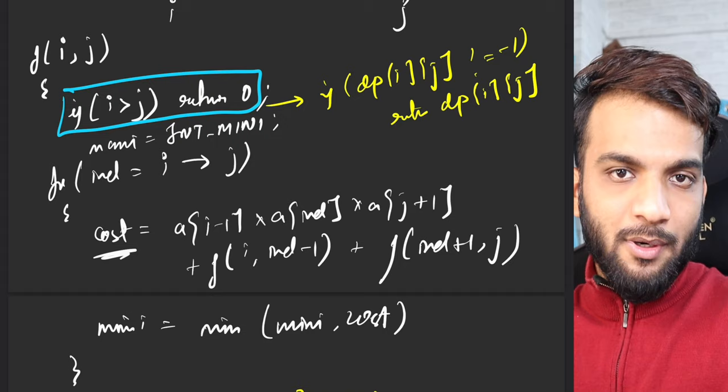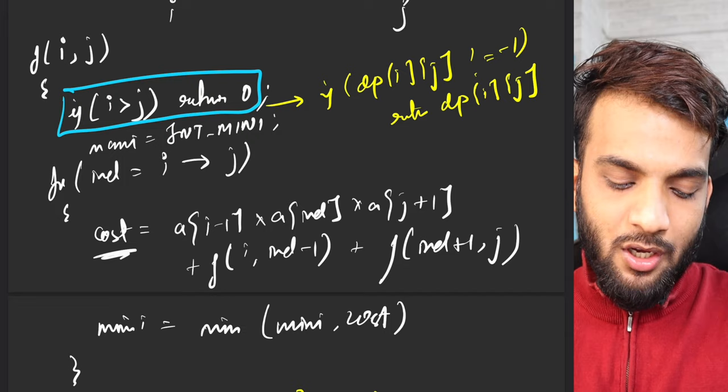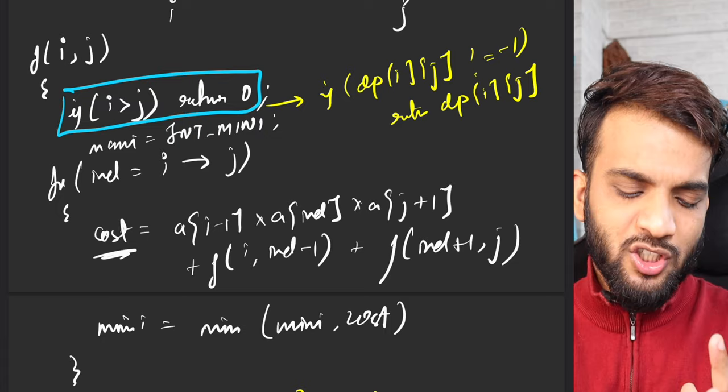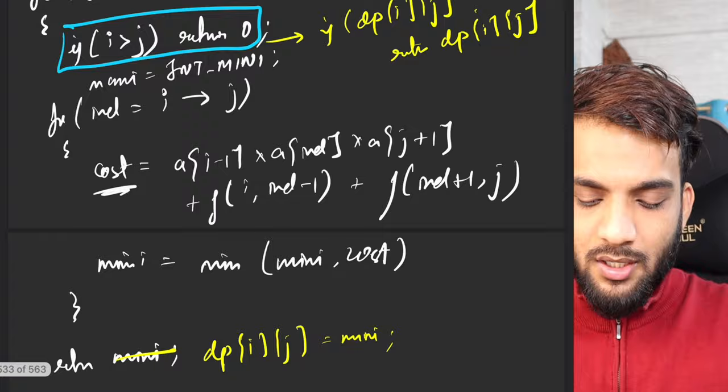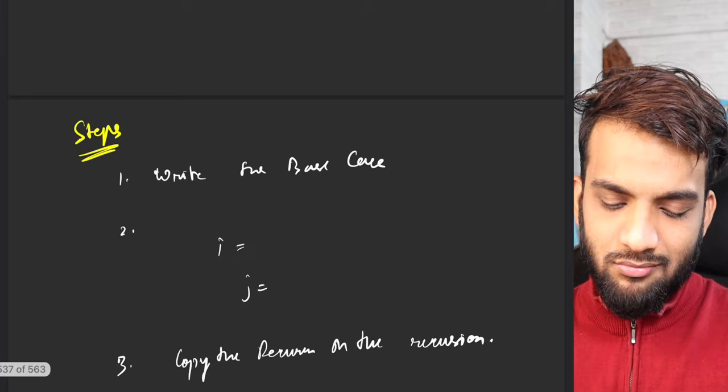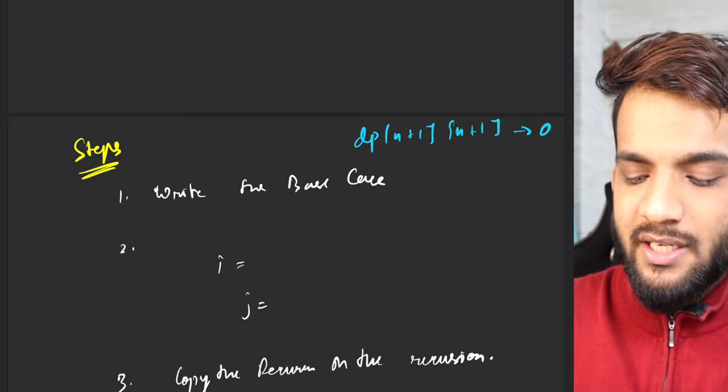So let us now look at the base case, which is I greater than J. Let us keep this apart, because we'll just be needing all the I's which are greater than J. You can think of this afterwards. One more thing is, it returns 0. So the best way to handle this is to declare a DP of n plus 1 by n plus 1 and initialize it with 0. So everything will be 0, and that base case gets covered.